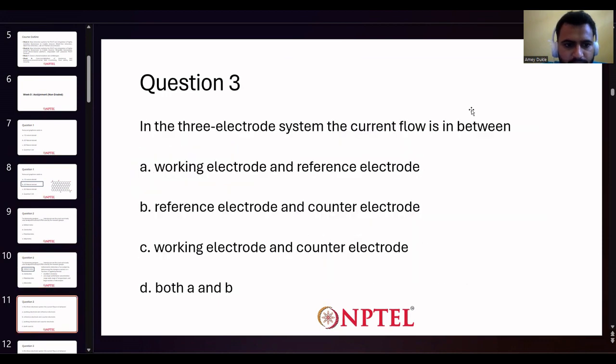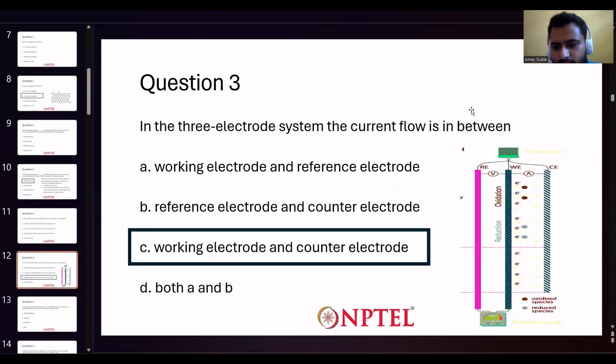So let's go with the third question. In a three electrode system, the current flow is between the working electrode and the reference electrode, the working electrode and the counter electrode, or both A and B. So basically, a normal electrochemical cell has only two electrodes, that is a cathode and the anode. But in case of electrochemical sensors, we have three electrodes: a reference electrode, working electrode, and a counter electrode.